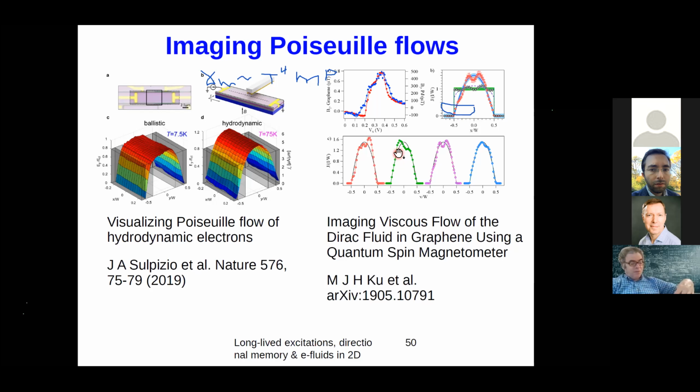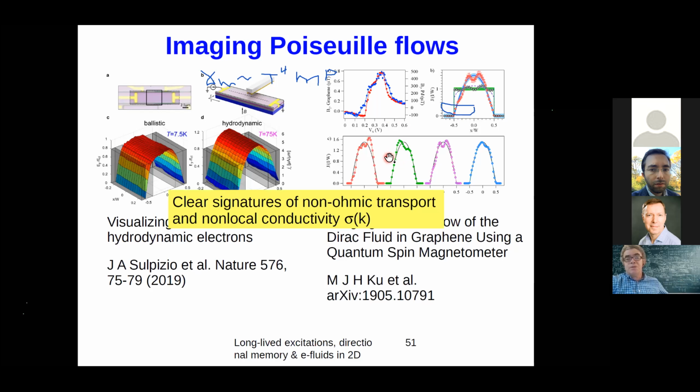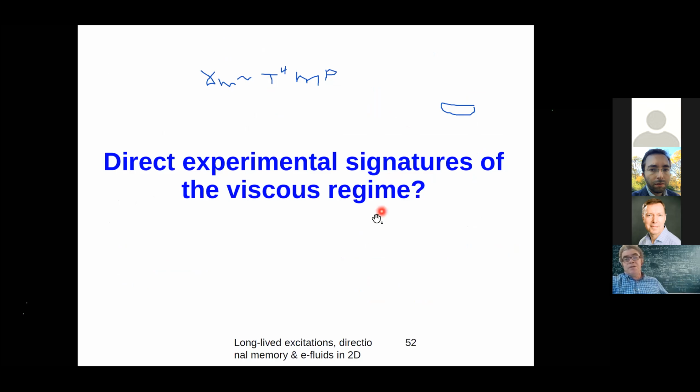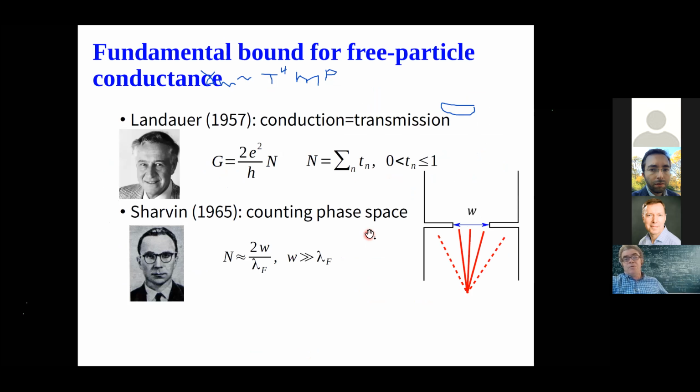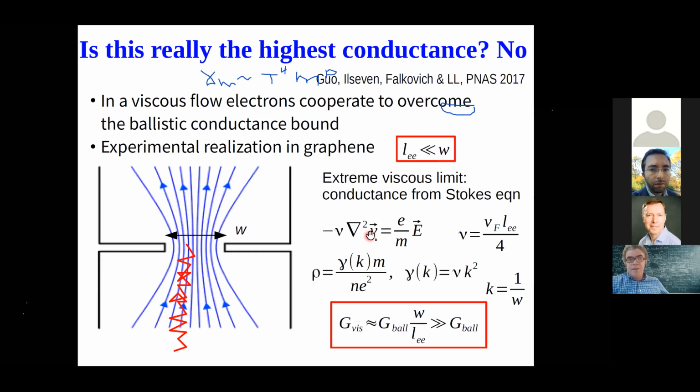Okay, so I am at the end of that, I think. Let me just check. Yeah, so there are signatures of non-ohmic transport and non-local conductivity, so all of that is there. That's an old work that we did, not old, 5 years ago, work that can be safely skipped. So maybe let me just jump to conclusions if my slides allow me to do that.